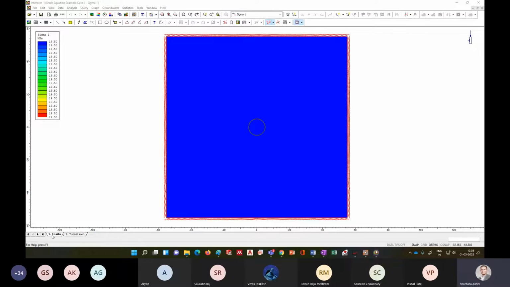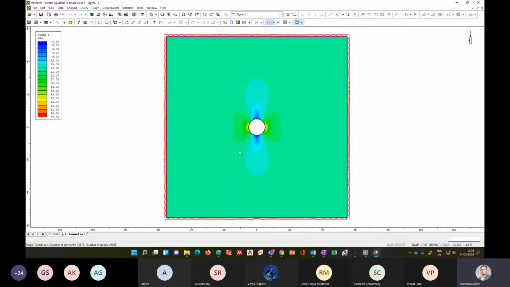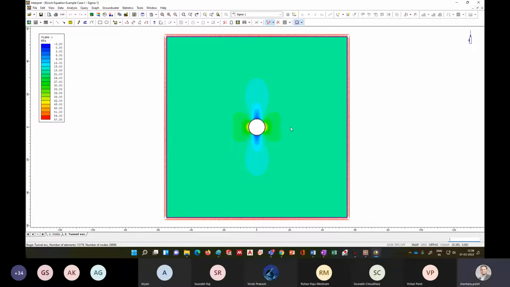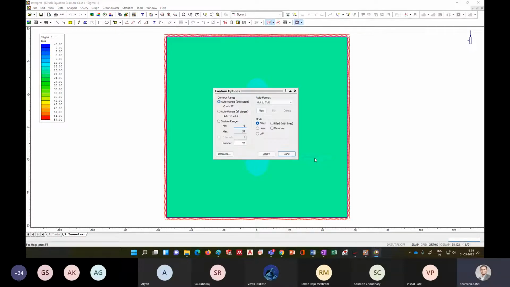So now we have two stages. One is the in situ stage, the first stage, and the second is when the tunnel is excavated. And on the left side here you can see the contour values. Let me change a few things here. Go to the contour option and fill with lines.